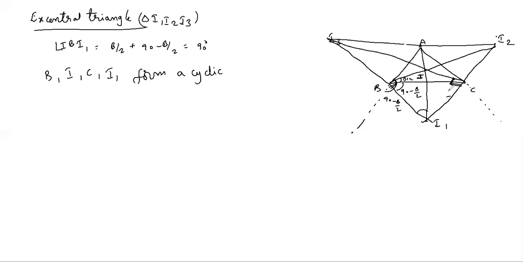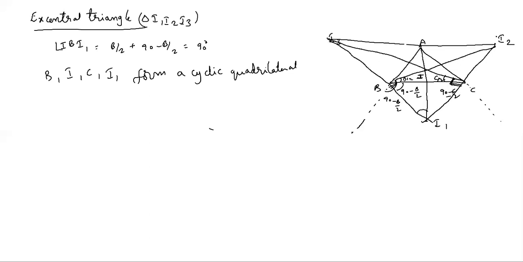This is 90 minus C by 2 and this is C by 2, so this is also angle 90. So it forms a cyclic quadrilateral. Cyclic quadrilateral means that there exists one circle passing through these four vertices.